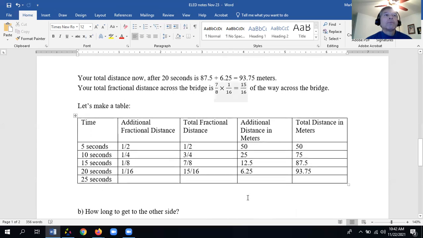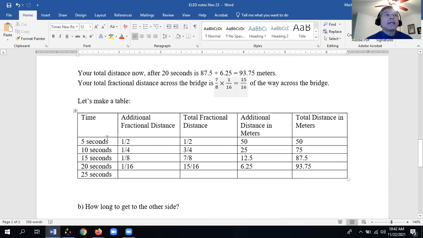So let's make a table of what we know so far. In 5 seconds, that's the first hit, you went 1/2 the distance across the bridge. So your total distance across the bridge is 1/2. The distance in meters, since it was a 100-meter bridge, half of that was 50 meters, and your total distance in meters was 50. And another 5 seconds for a total of 10 seconds.